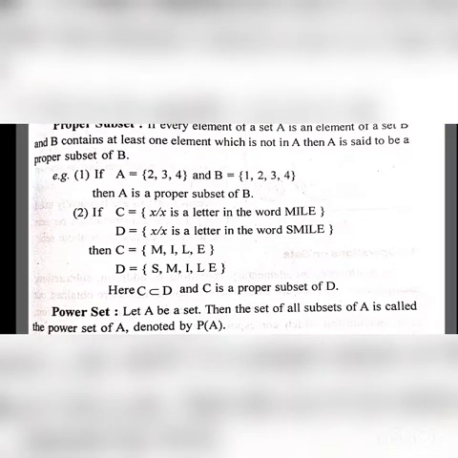See example. If the set A equals {2, 3, 4} and the set B equals {1, 2, 3, 4}, you can see every element of set A is in set B, but B contains element 1 which is not in A.